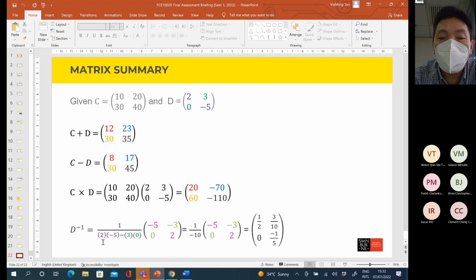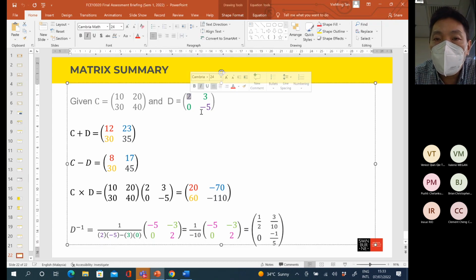And then lastly is the inverse matrix. For the inverse matrix, you need to know the formula. The formula is equal to 1 divided by the determinant of matrix D. So how to get the determinant value? You need to use the A value multiplied by the D value: A multiply D minus B multiply C.